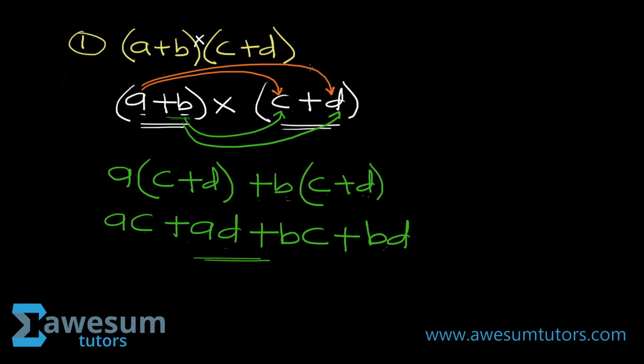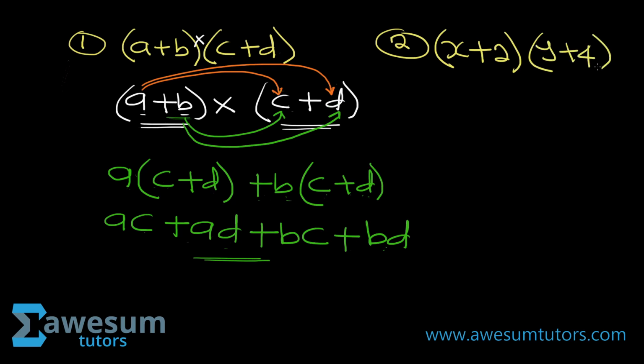Let us take a look at another example to better understand this concept. (x + 2) multiplied by (y + 4). Okay, so now how do we do this? Remember that x is going to multiply (y + 4), so it's going to be x bracket (y + 4). Okay, also plus 2 is going to multiply (y + 4), plus 2 bracket (y + 4).